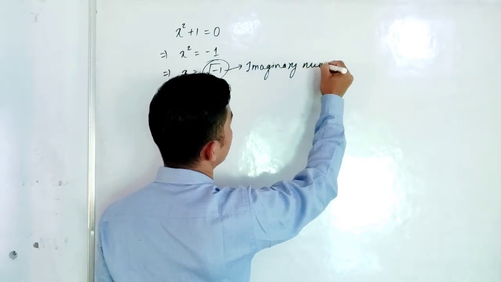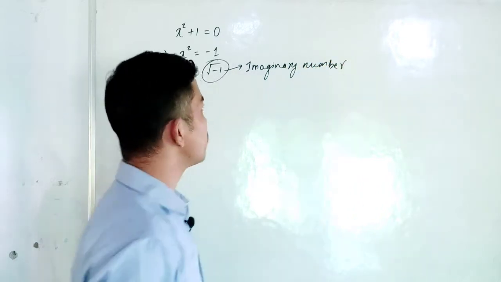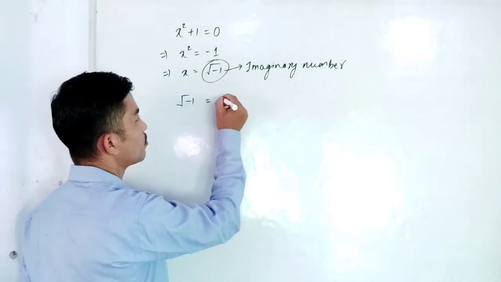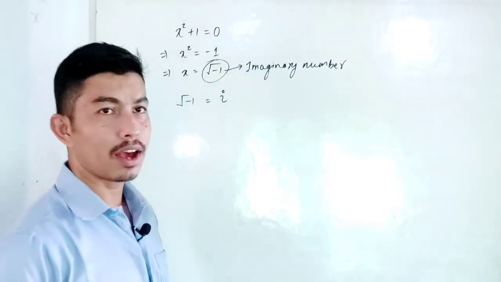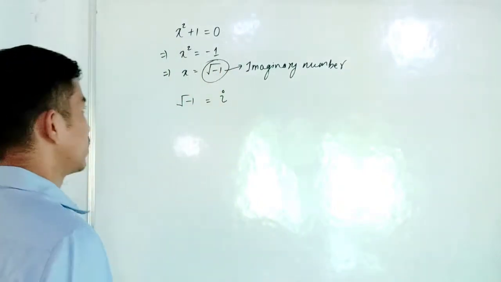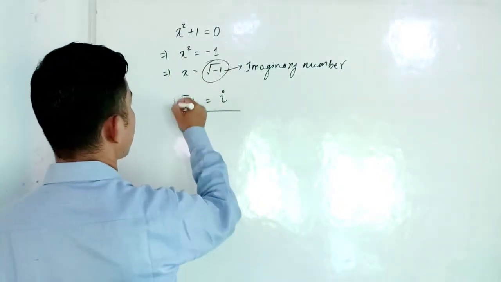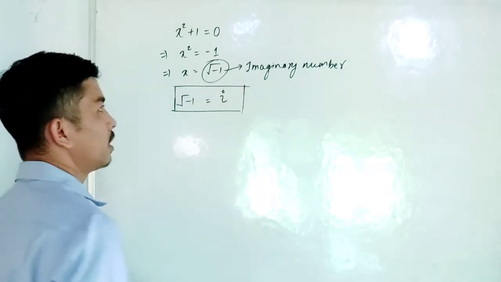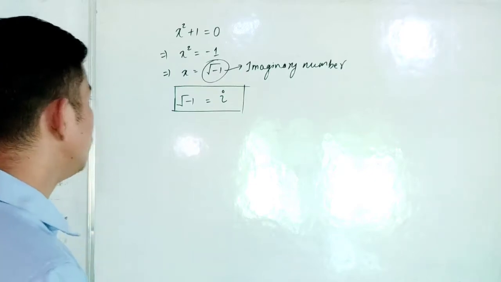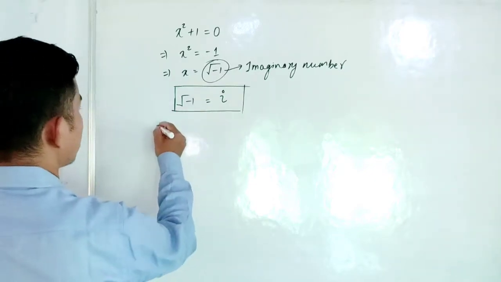Imaginary number. In mathematics, this imaginary number, that is under root of minus 1, can be symbolized as small letter i. So small letter i means under root of minus 1. That is the starting of this chapter, the imaginary number, and later we'll also learn what is a complex number. Now coming to the powers of this imaginary number.